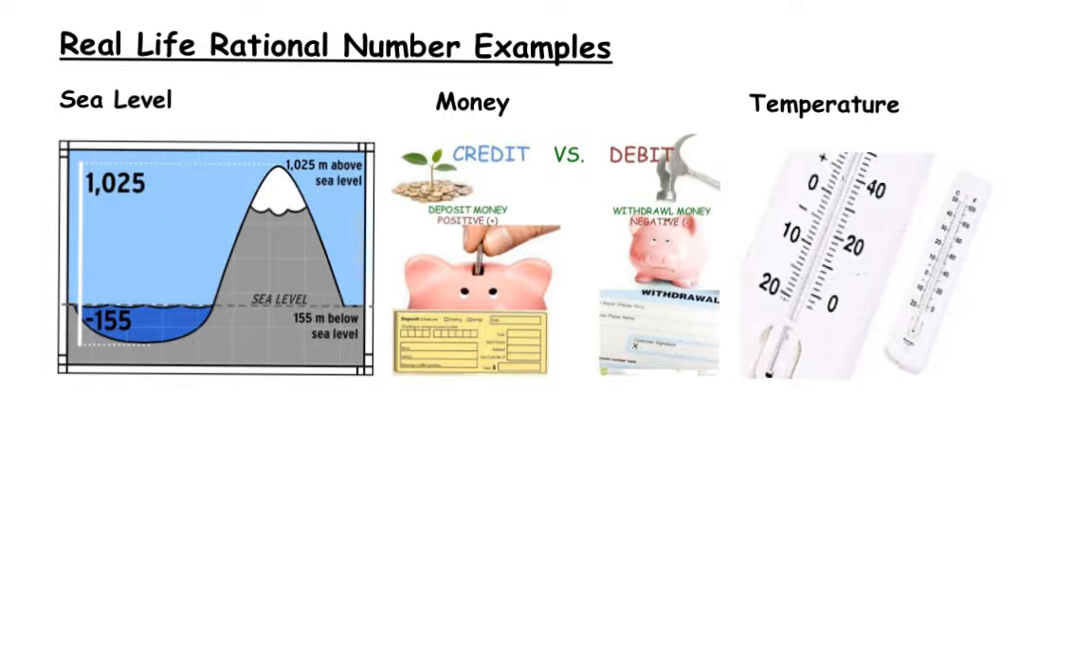The other place is money. And if you're depositing money or you have a credit, so that means you don't owe money, the opposite of owing money, those are positive numbers. Now, if you have a debit, so you owe money or you took money out of an account, you withdrew money, that's going to be a negative number.